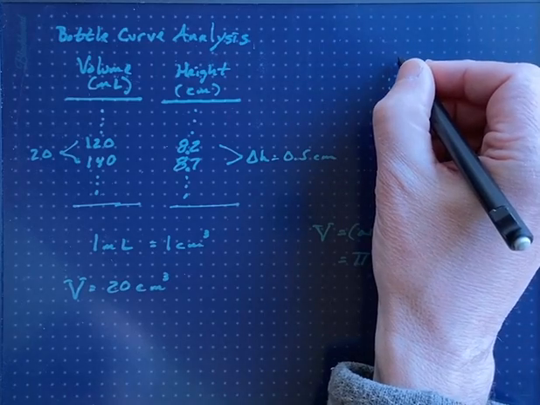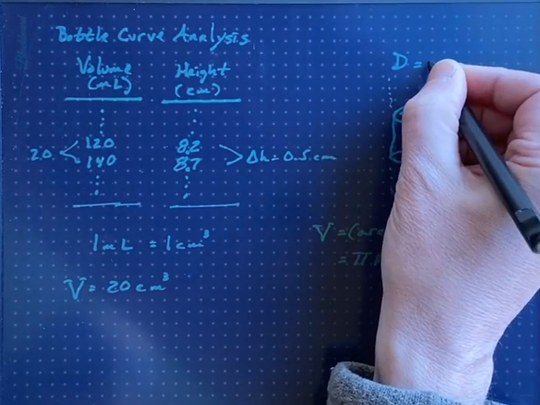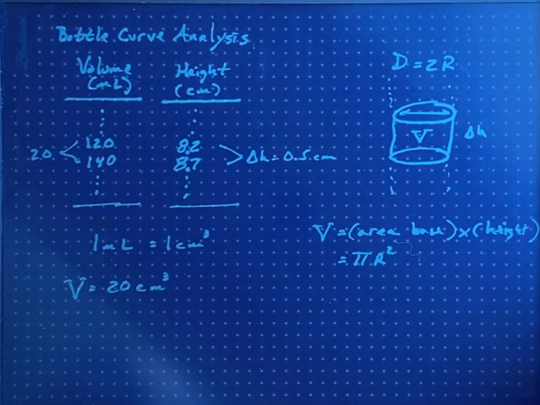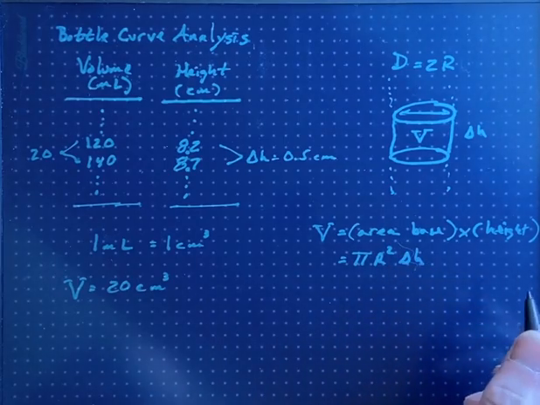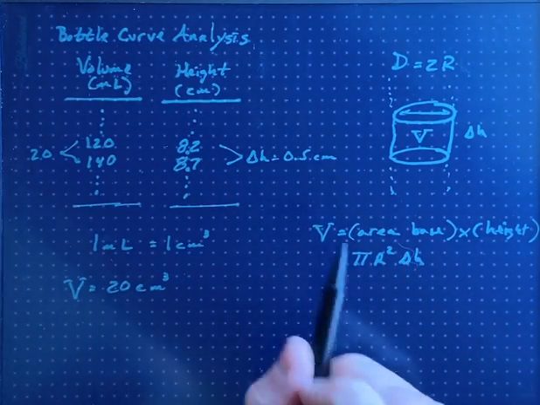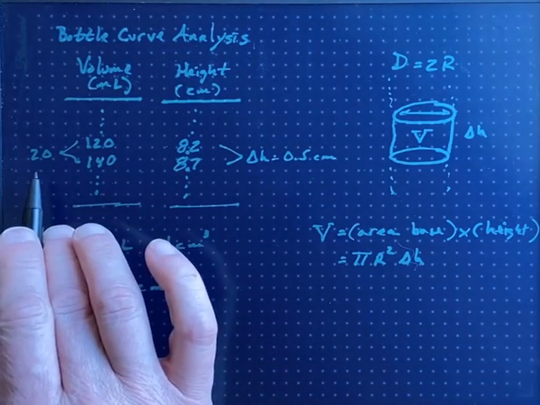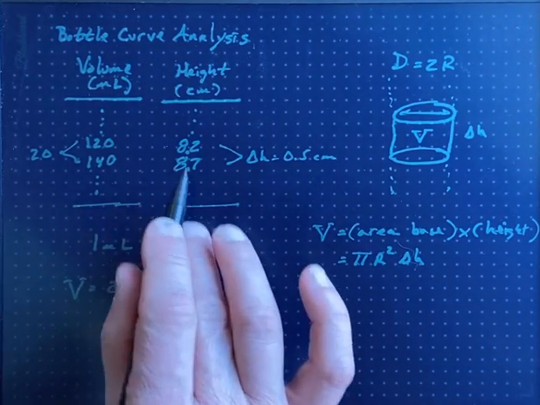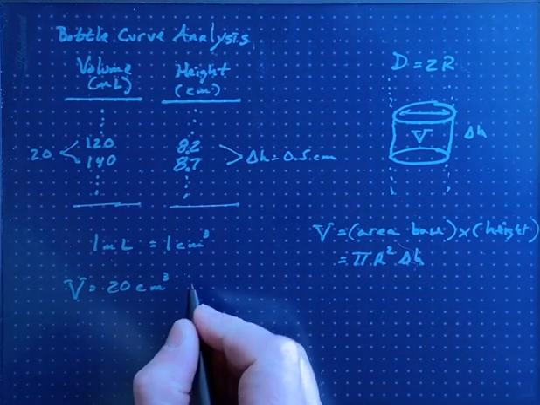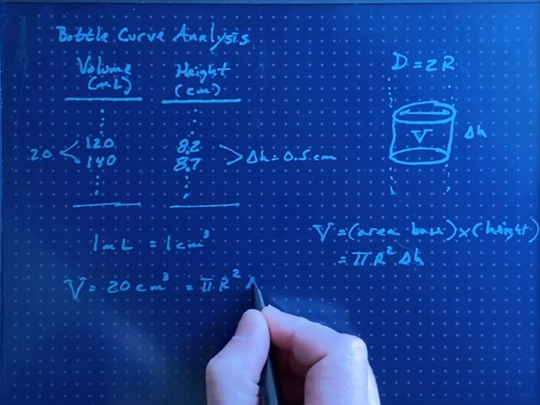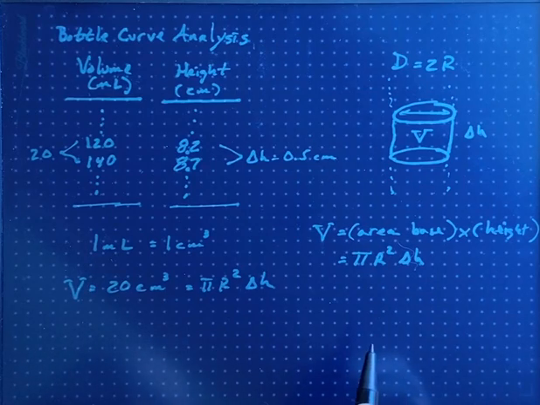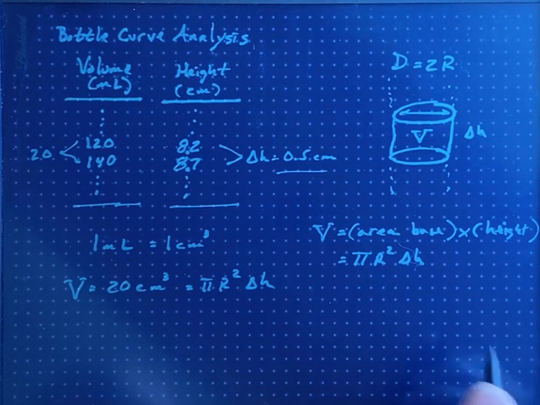Remember that the diameter of a circle is twice the radius of a circle. And then the height is this thing that I'm calling delta H. It's the change in fluid level when you add this 20 milliliters of fluid somewhere in the bottle. So this has to be equal to pi times r squared times delta H. Well, we have a numerical value for delta H. It's equal to 0.5. So you have an equation here that you can solve for r.